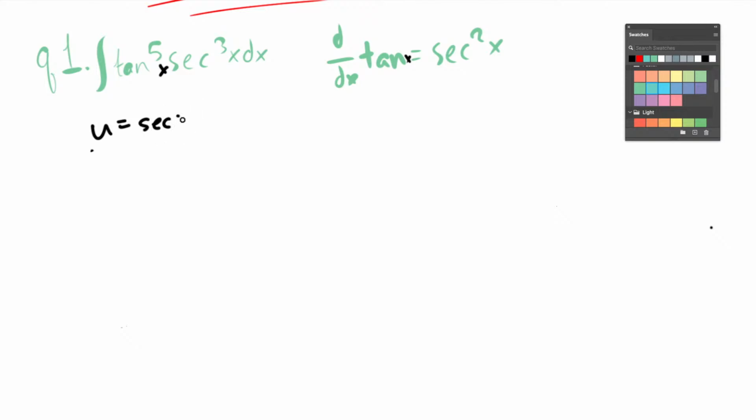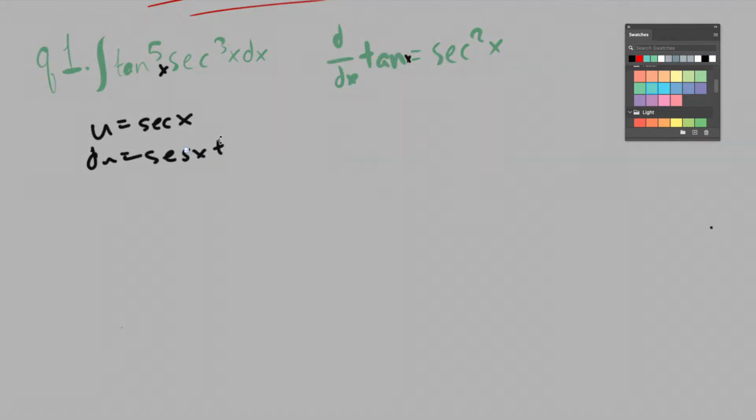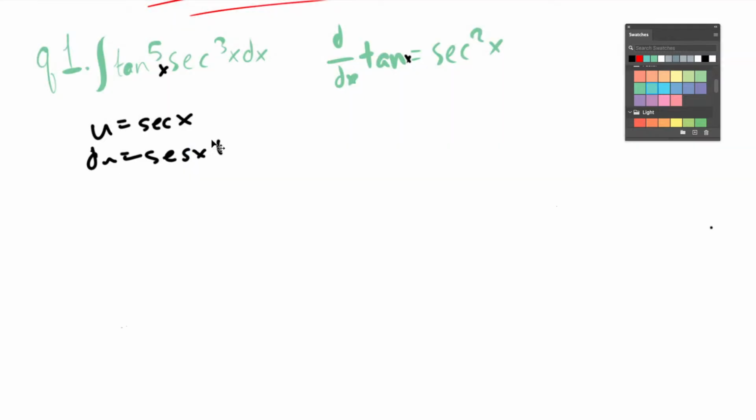Secant x. Then du equals secant x tan x. Right? So now we get dx. That means we get tan 4x times u squared dx du.